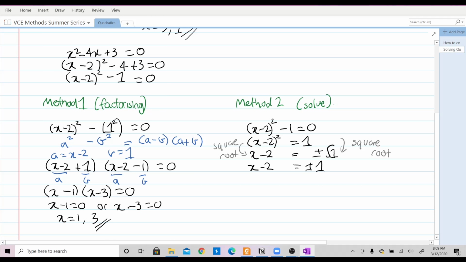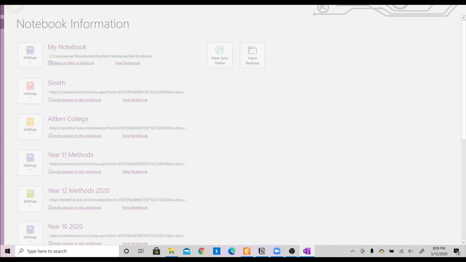And then we get x, if we bring the negative to the other side, becomes positive 2. So positive 2 plus or minus 1. That's 2 plus 1, which is 3, and 2 minus 1, which is 1. And there are two answers. So that's example 1.